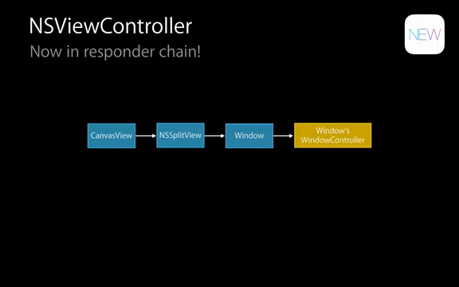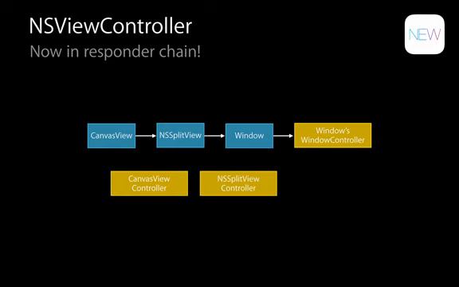New in Yosemite, NSViewController is now in the responder chain, where if we would start off with our canvas view as we had in our demo application there, an event is hit tested to the canvas view and flows up through the split view to the window and finally your window controller. Your view controllers, our canvas view controller and split view controller, can now participate in this, and they're automatically wired up in the responder chain right after their view. So you can now participate in events and, more importantly, in action methods.